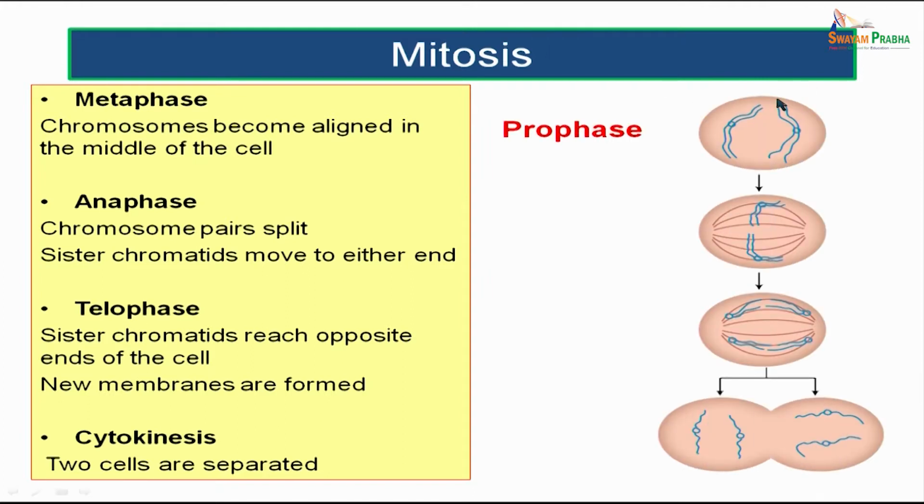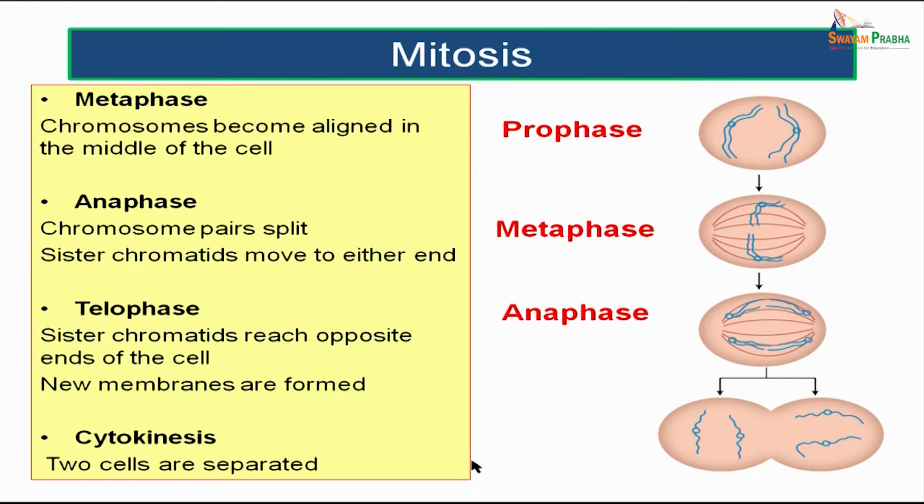This is the prophase. We can see the chromosomes arranged very clearly. Then in metaphase, they are aligned in the middle. We can see the formation of mitotic spindles. And in anaphase, we can see that the mitotic spindles have started pulling the chromosomes apart so that one will go to either end of the cell.